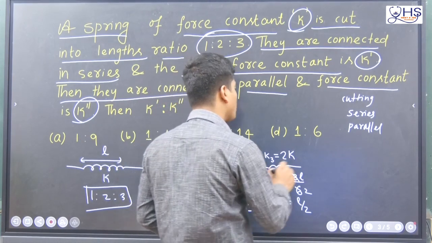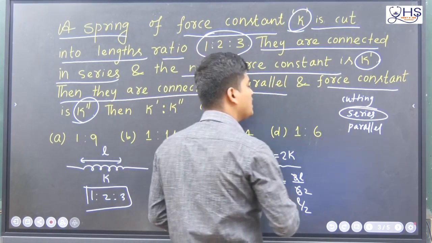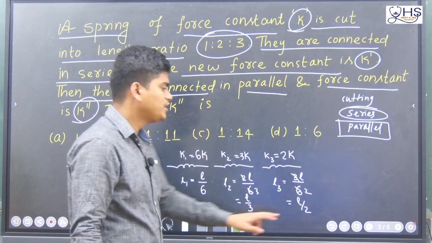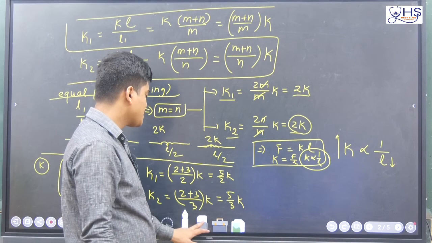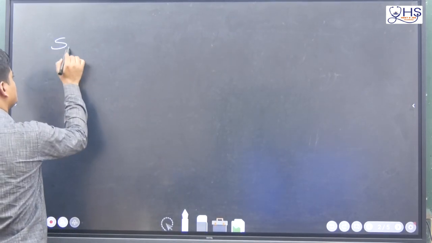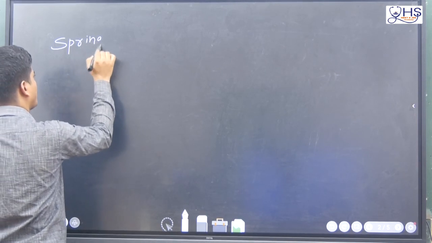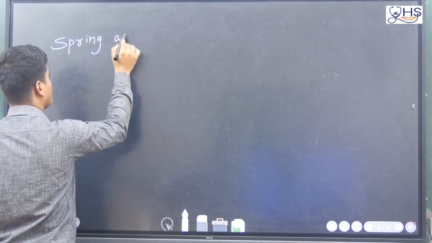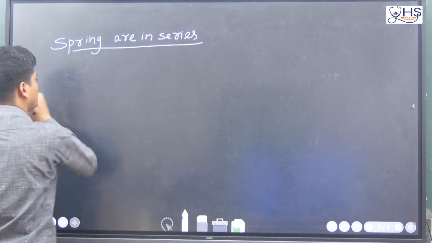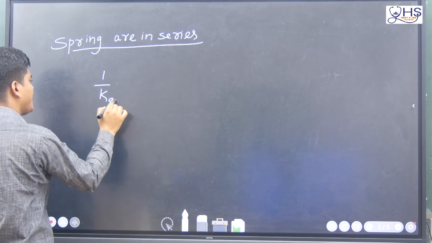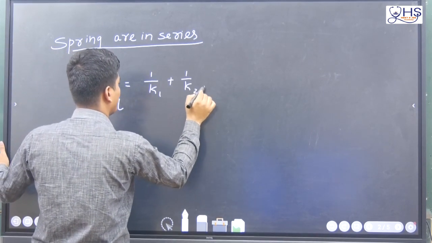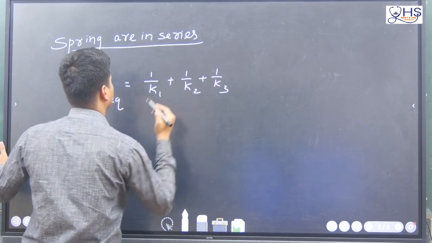So, for each spring we got K1, K2, K3. Now, we will understand series connection, then we will understand parallel connection. Remember, here I will tell if springs are in series, then here we will do reciprocal addition. If there are many springs in series, then what we will do? Now, we will do 1 by K equivalent equal to 1 by K1 plus 1 by K2 plus 1 by K3. Okay.